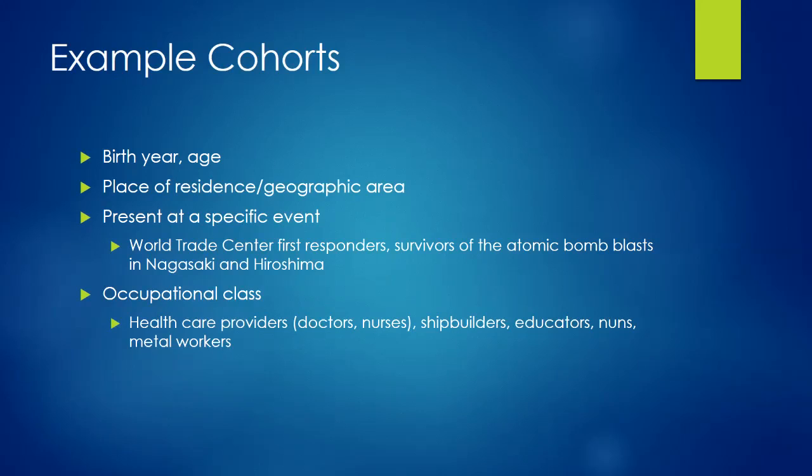Cohort could also be defined based on people's exposure or presence at a specific event. So there are cohorts around the World Trade Center, first responders and survivors of the atomic bomb blasts in Nagasaki and Hiroshima. There are also occupational cohorts. So we might sample a group of doctors or nurses, shipbuilders, educators, nuns, or metal workers, all of which have been done in previous studies.